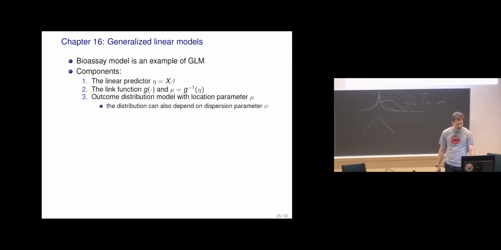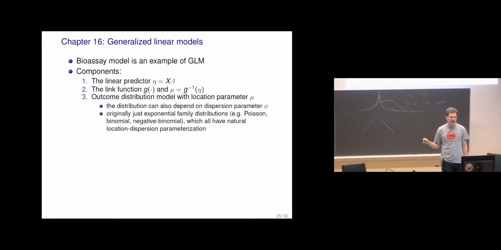Originally, this outcome distribution can also depend on a dispersion parameter. Originally, this was just for exponential family distributions, like Poisson, binomial, negative binomial. The exponential family distributions are special in that they have this natural parameterization, which gives you a natural way to have the location parameter and dispersion parameter for all of these distributions. They had also the benefit that the likelihoods are log concave, so computation was also easy.